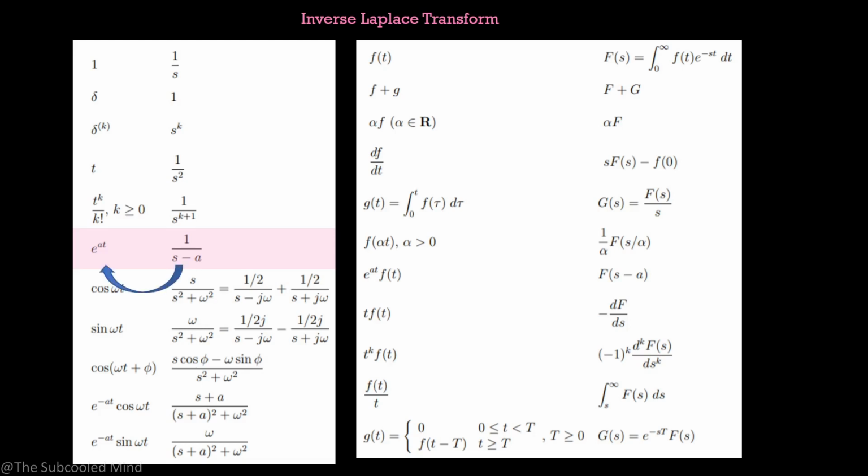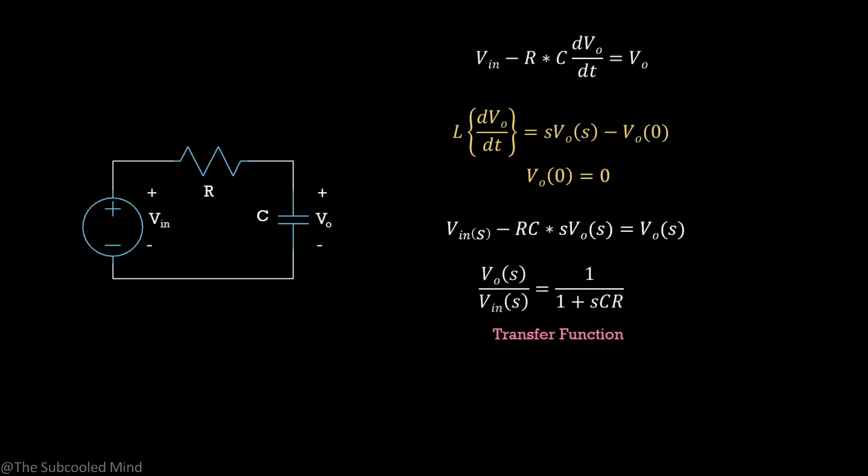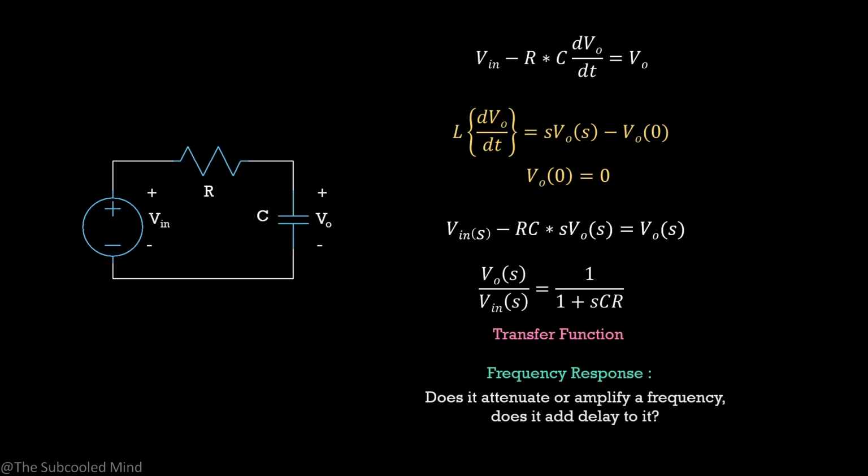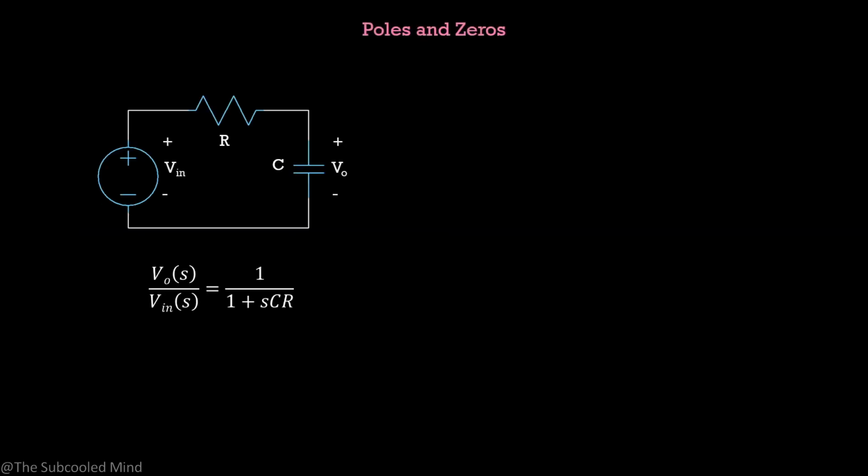But we do not want to solve this equation. We want to understand the frequency response of the system. What that means is, how does the system behave for different frequencies? Does it attenuate it, or does it amplify it, or does it create a delay for that frequency? For that, we will study what are poles and zeros.